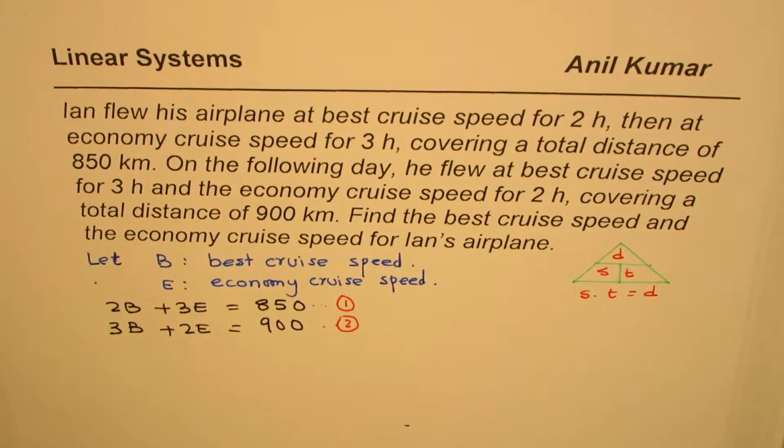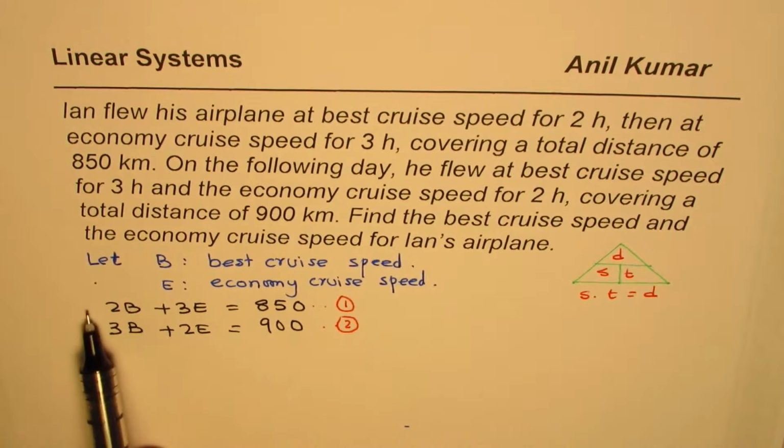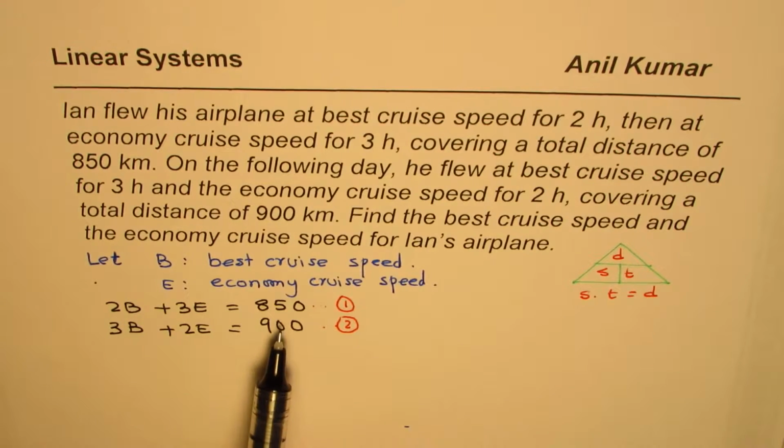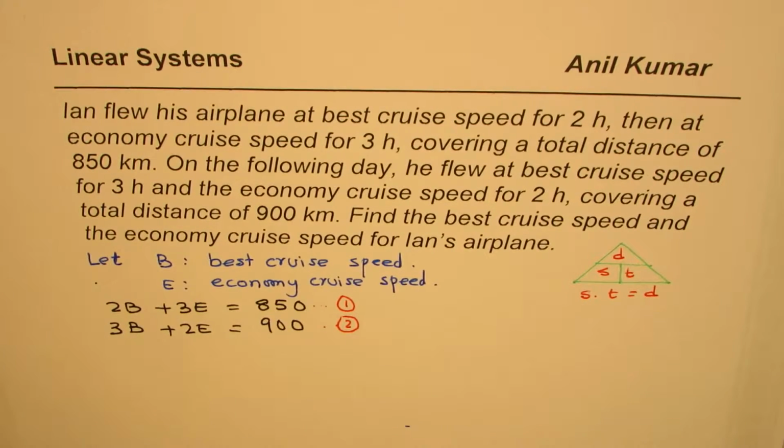Now the method to be used could be elimination or substitution. In this case, it is elimination, since we can multiply the first by 3, the second by 2, and eliminate one of the variables. If you want to substitute, you'll end up with fractions, correct? So that is kind of difficult. Okay, so let's use elimination.